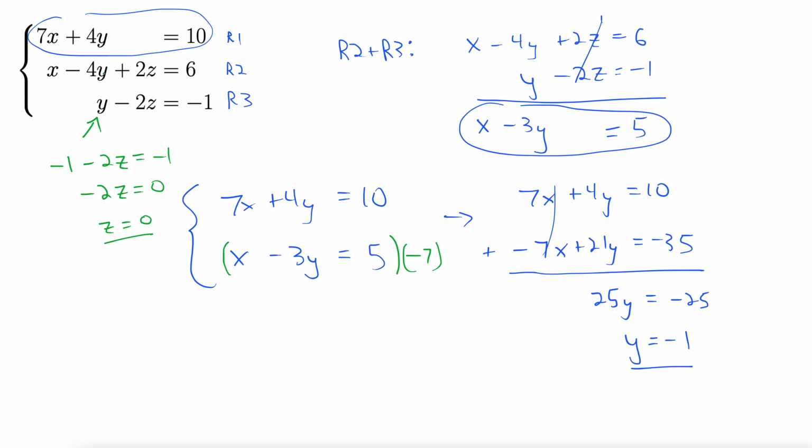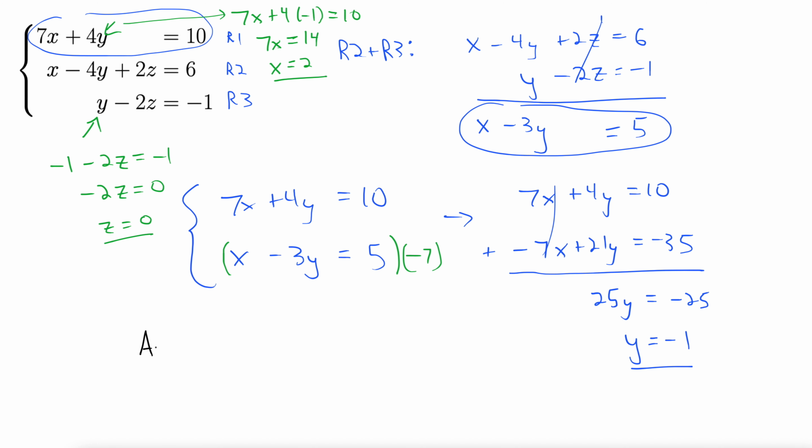Well, let's go ahead and plug in this negative 1 up here as well. So I'm just going to plug in negative 1 right there. All right, that gives us 7x plus 4 times negative 1 equals 10. Well, 7x, this is negative 4. I'm adding that to both sides. 7x equals 14, so x equals 2. There's our third variable solved for.